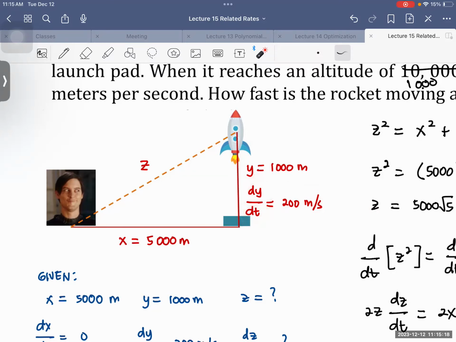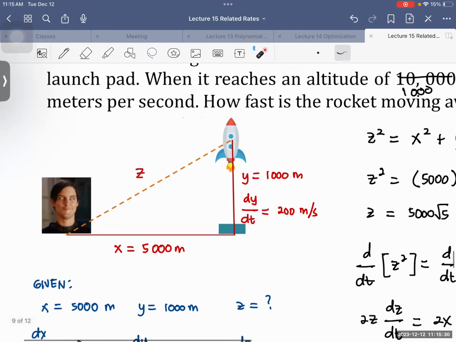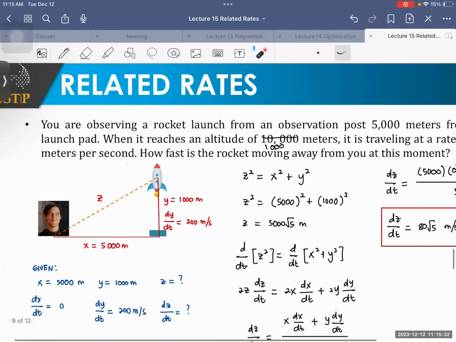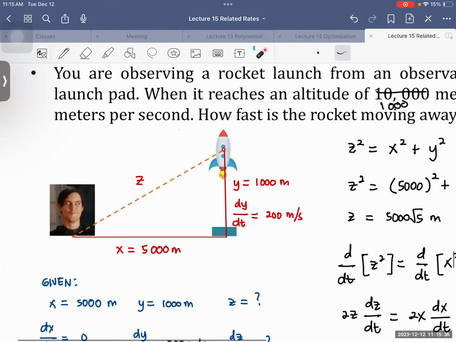Kung overtime na siya, of course, over dt, nya kung galit kag y, dira mo na yung dy. Okay? Dayon, unsa man ang gipangita? Kani ang gipangita class. Ang rate of change from you up to the rocket, no, at this point. So the rate of change, over time, always.